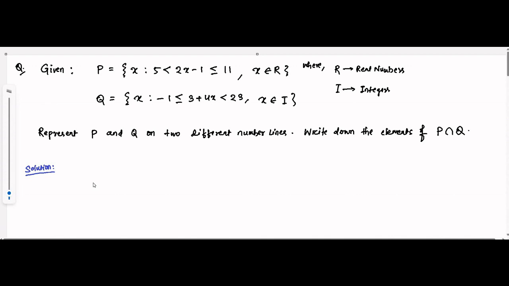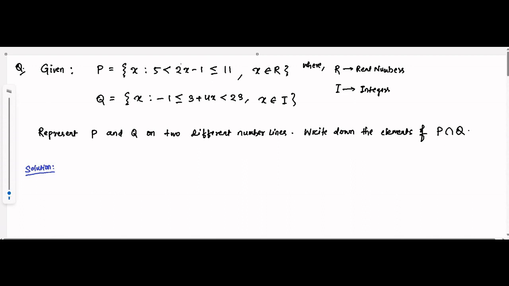So here it is given that first of all we have to solve them, and then we have to represent P and Q on separate number lines. And then we have to write down the elements of P intersection Q, or in a way the common elements to the sets P and Q. There are two different sets, isn't it? P and Q. So we have to write down the common elements of P and Q. That is what this intersection means.